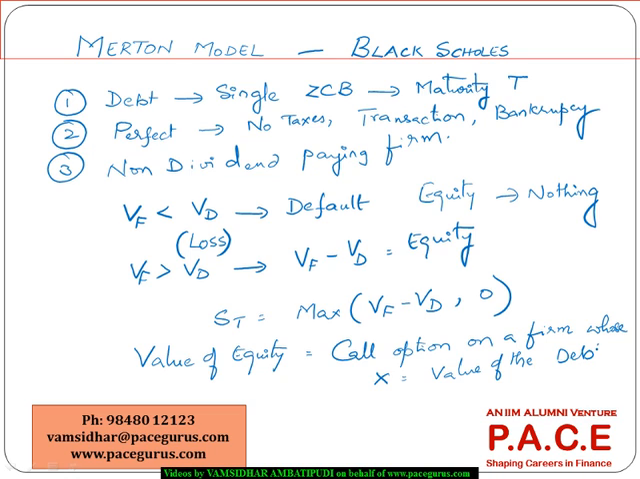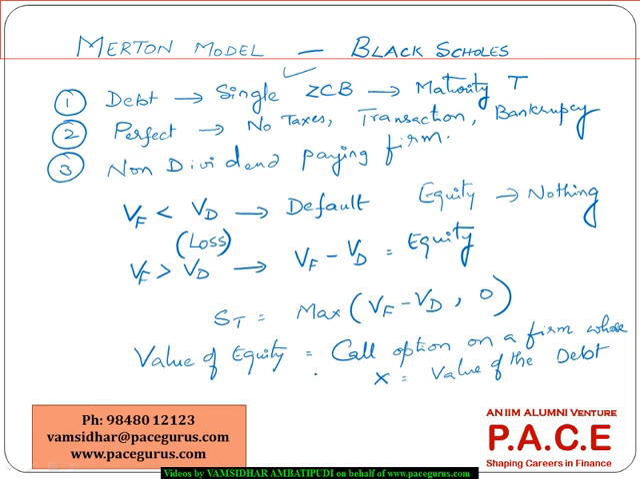And we have made an assumption that the debt is nothing but a single zero coupon bond with the total amount equal to the value of the total liabilities, maturing at time t. So as long as the value of the firm is less than the strike price, which is the value of the debt, the equity holder is going to get nothing. But if the value of the firm increases beyond the value of the debt, the difference is the payoff that the equity investor is going to get.